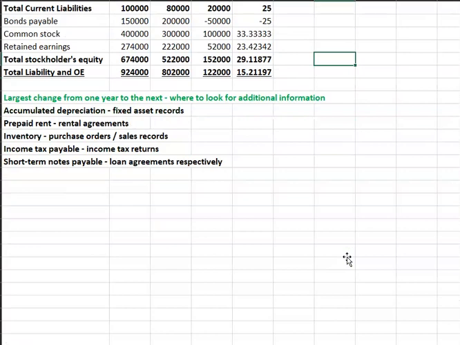As far as where to look for additional information, we can look at the fixed asset records, because accumulated depreciation can be compounded either on a monthly, annual, or biannual basis, so you can just look at the fixed asset records. Prepaid rent, rental agreements between the renter and the rentee. Inventory, so purchase orders and sales records for how much you've been purchasing or selling. Income tax payable on your tax returns. And short-term notes payable, which is the loan agreements.